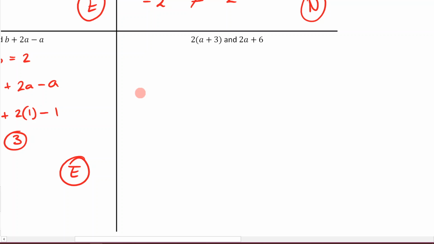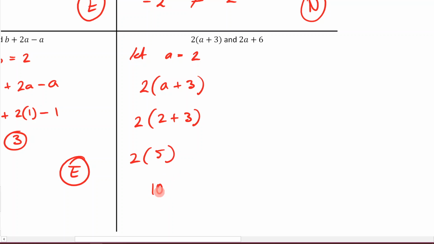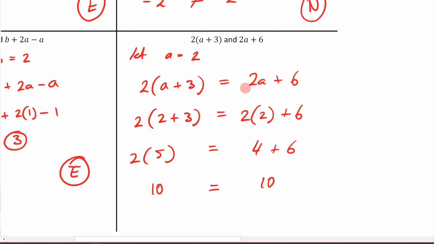Okay, the next one here, let's again use our substitution knowledge to answer this. So let's let a equal 2. If a is equal to 2, for 2a plus 3, if I put 2 into that spot, I'm going to get this, which is going to give me this, which is going to give me that. Then over here, I'm going to get this. So let me write it out first. 2a plus 6, which is going to give me 2 times 2 plus 6, which will be 4 plus 6, which will be 10. So as you can see, they're equal. So therefore, this is equivalent.